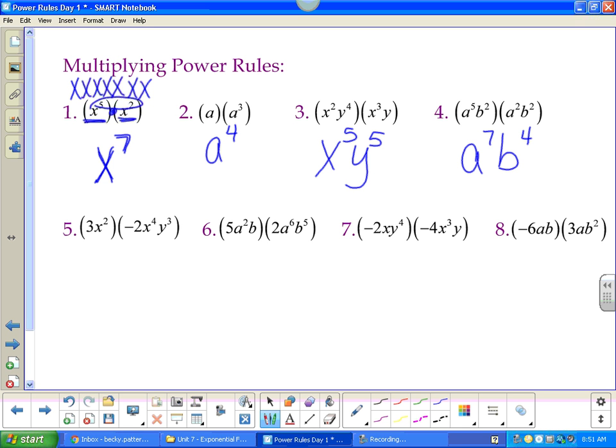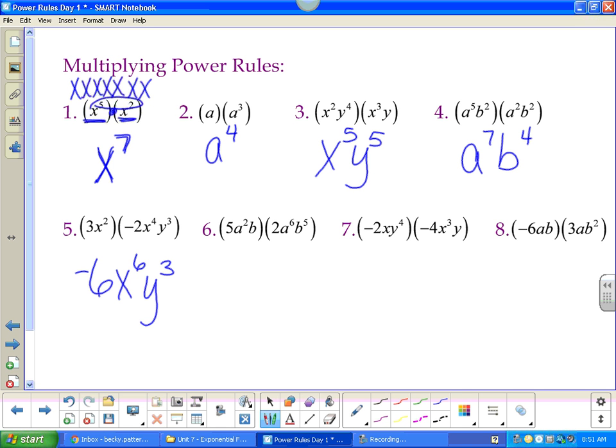Now on this one, because we have numbers in the front, you're going to multiply your numbers just like normal. So 3 times -2 is a -6. That's same old, same old. But now we're going to apply our power rules to this. So this would be x to the, remember when you multiply, you add your powers. So x to the 6th, and then y to the 3rd stays put because there are no other y's.